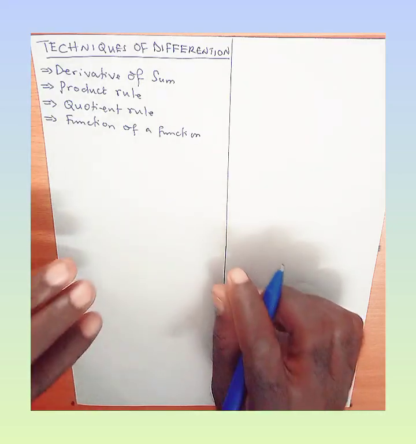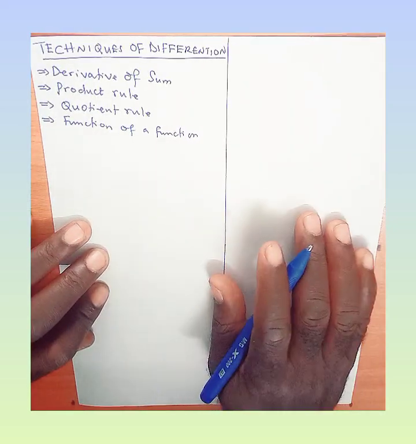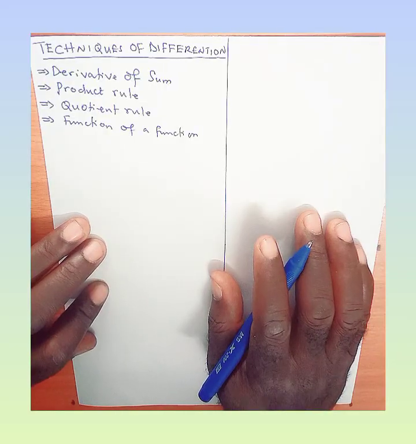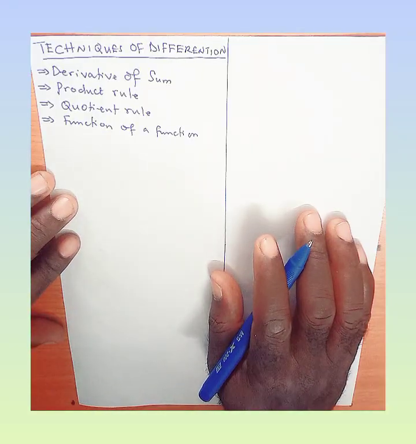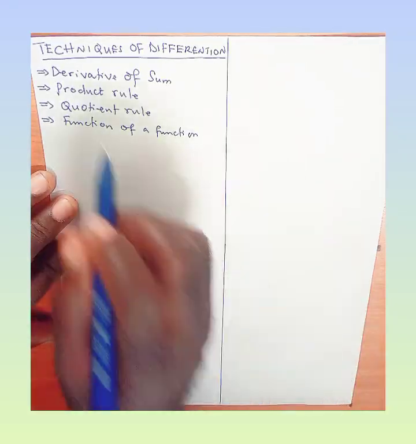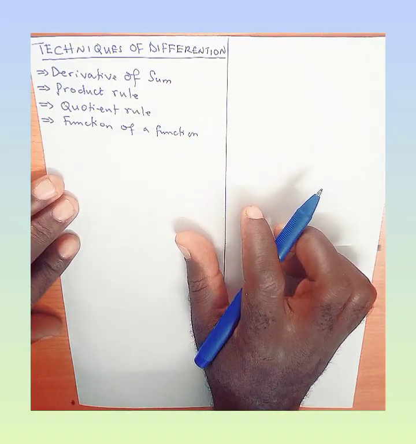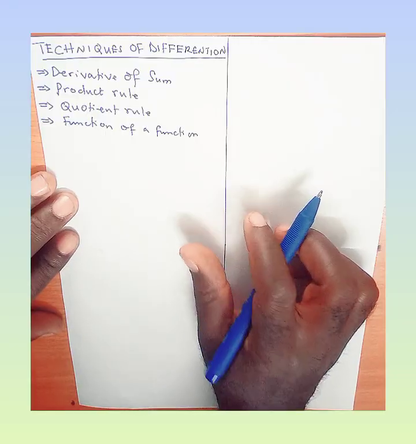Good day, class. Welcome back to the second section of differential calculus. Here we are going to learn the techniques of differentiation. Basically, here we have four techniques of differentiation. We have derivative of sum, then we have product rule, quotient rule, and function of a function.